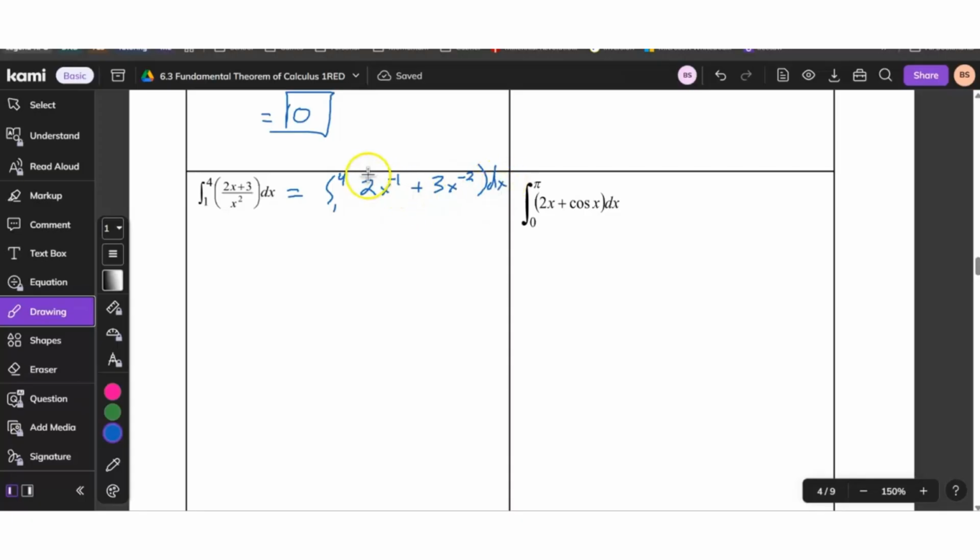So how did you do that again? Remember, when I have something written with a common denominator, I can split it so both terms are over that x squared alone. So I write it as 2x over x squared, which is the same as 2x to the -1. Then I write it as 3 over x squared, which is the same as 3x to the -2. Remember, when we first did derivatives, we had to do the same thing. You can't integrate a quotient rule yet, so we have to do this.